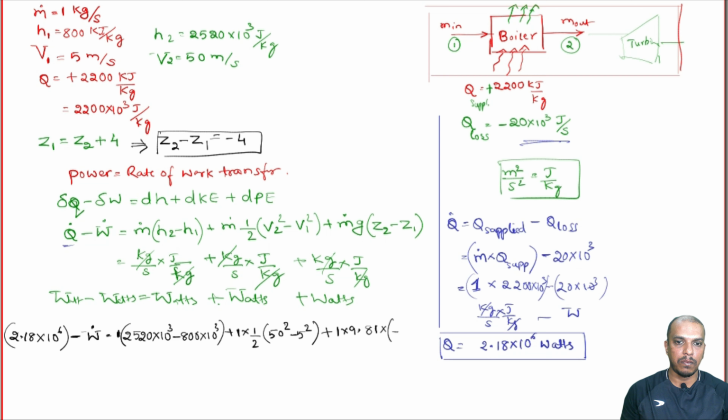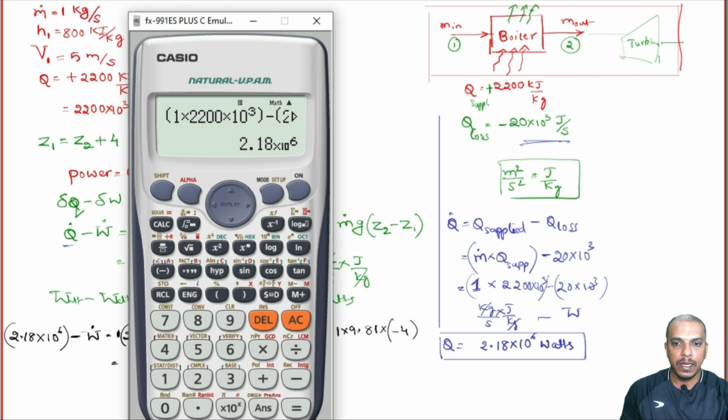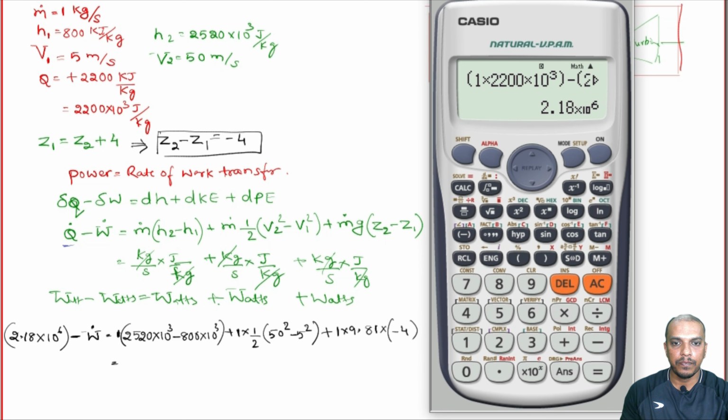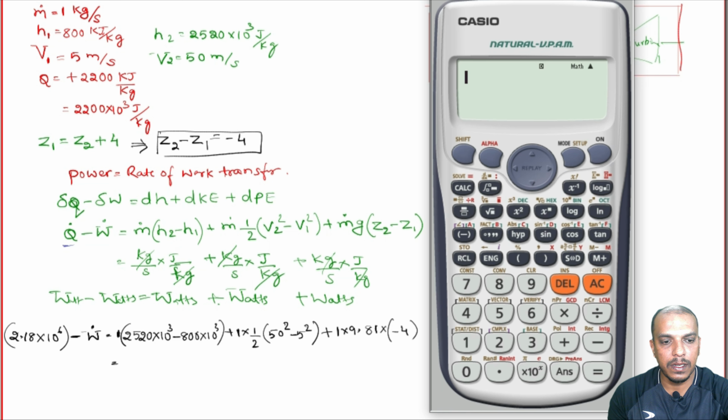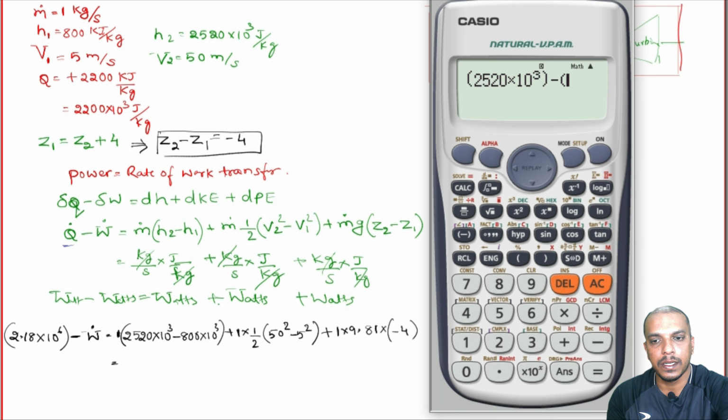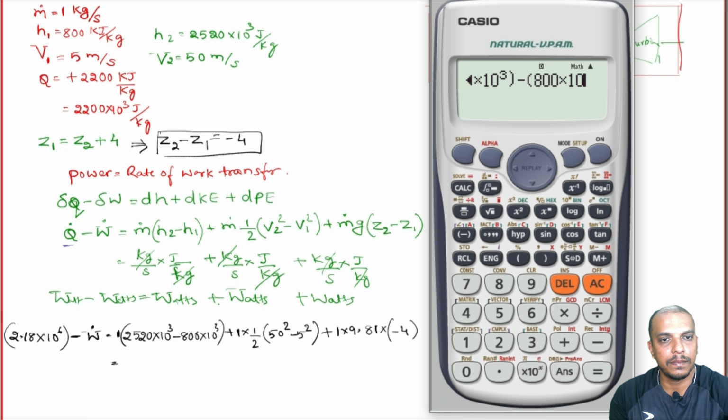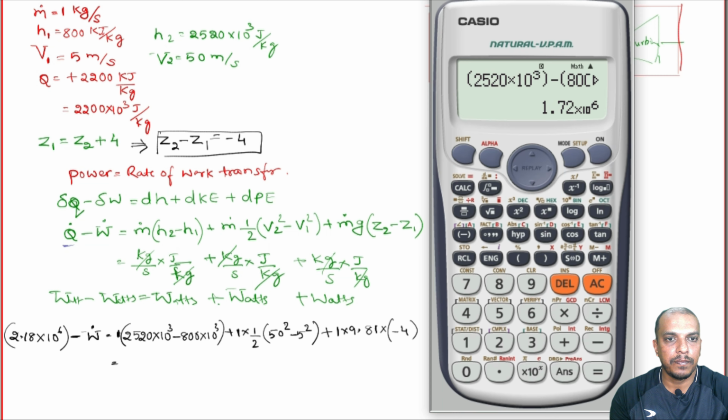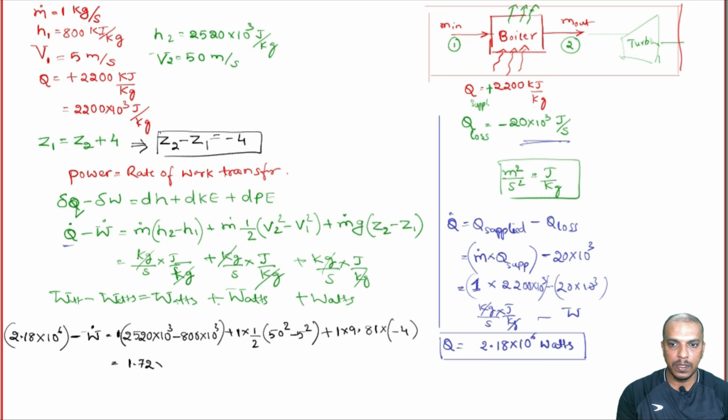9.81 into minus 4. Now, let us solve this equation. It is better to calculate each equation one by one and then let us substitute it separately. So, 1 I will leave 1 because 1 is going to give us the same answer. 2520 into 10 power 3 minus 800 into 10 power 3. So, that will be 1.72 into 10 power 6. So, the first term 1.72 into 10 power 6.